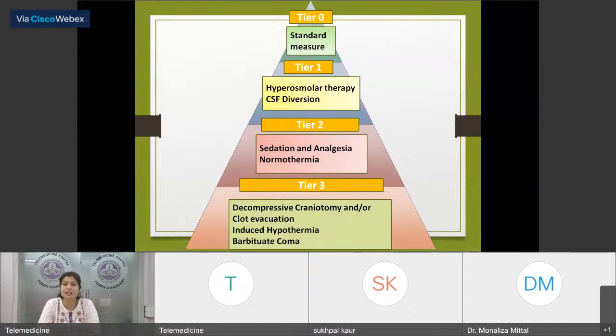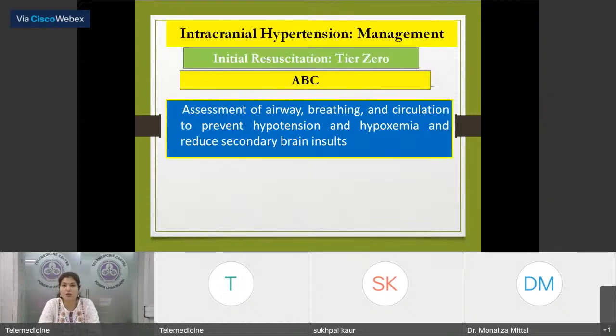increased ICP. Under the standard measures, certain nursing interventions can help to reduce the ICP. Then if it is not possible to reduce the ICP with the standard measures, we have to move to higher interventions such as the use of mannitol, hypertonic solution, or sedation, or we can also use extreme hypothermia for the patient. So this is how we have to raise the level of management of increased ICP. One by one, we will be discussing all these measures.